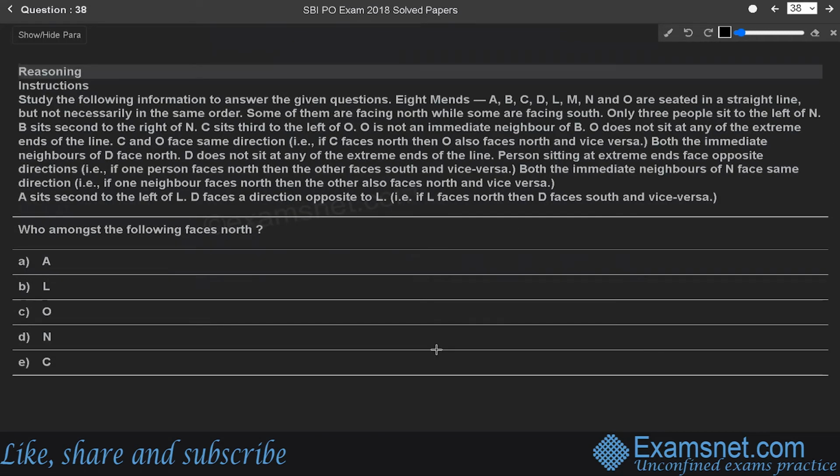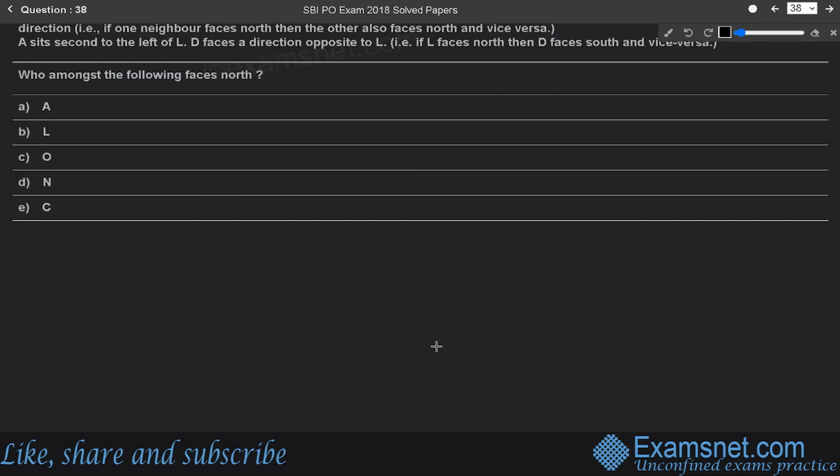Next question also has the same directions. So let us make the sitting arrangement, which is L, O, A, N, C, B, D, and M. And the arrows will represent their direction. Here, the question is who amongst the following faces north? So we can see that here, the person who faces north is N, according to all the given options. So we can say that the correct option is option number D, which is N.